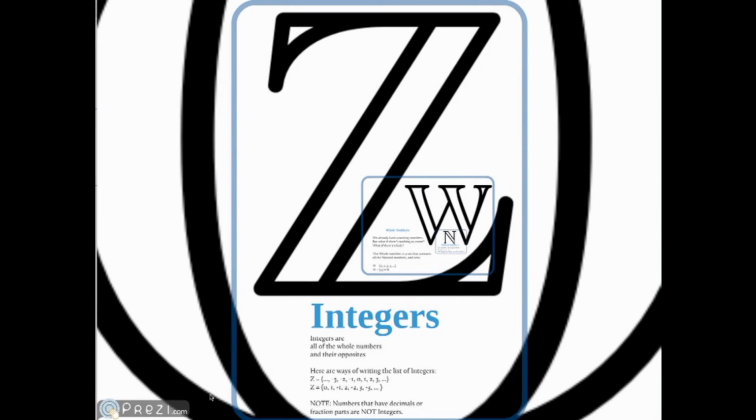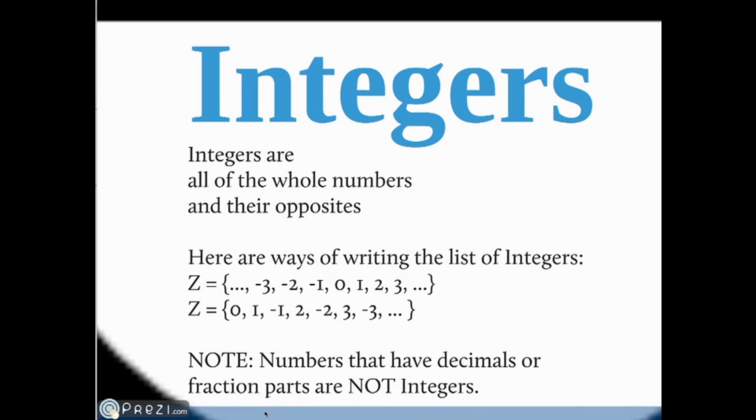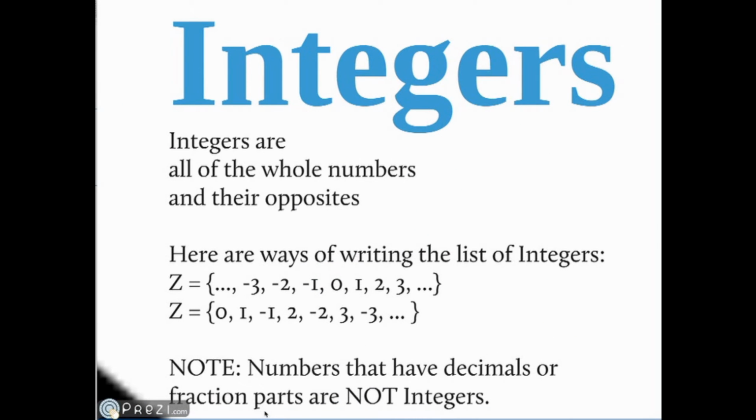The next set we'll look at is the integers. Now, the integers are all of the whole numbers, so all whole numbers are also integers. But the opposites of the whole numbers are also integers. And there are two ways of expressing this set. One of them is the first one, Z, integers, equals ... negative 3, negative 2, negative 1, 0, 1, 2, 3, and so on. Another way of thinking about the integers is expressed the second way, that they are 0, 1 and negative 1, 2 and negative 2, 3 and negative 3, and so on.